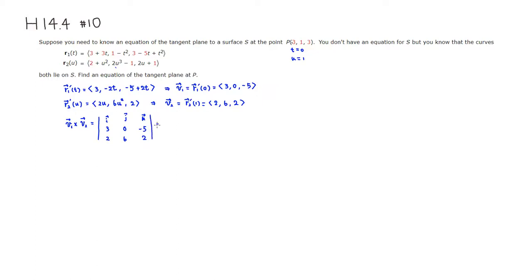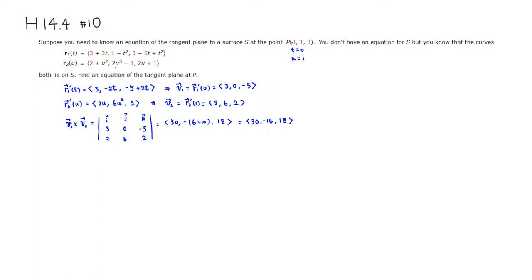So this is going to be equal to 0 minus negative 30, so positive 30, comma, minus, 3 times 2 is 6, minus negative 10, so it's going to be plus 10. And the last one is 18. So this is going to be (30, -16, 18).